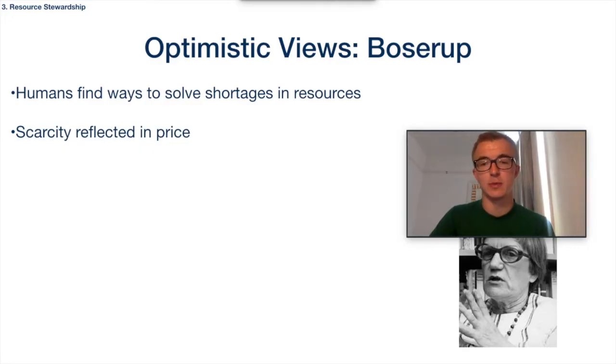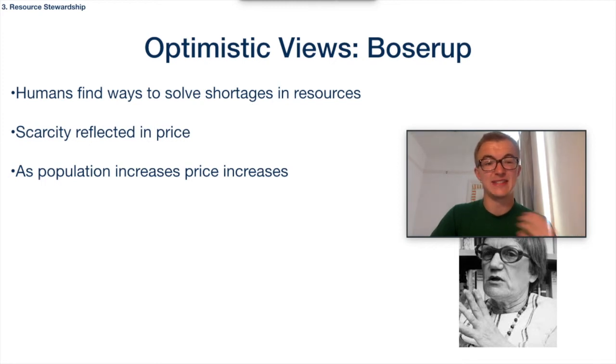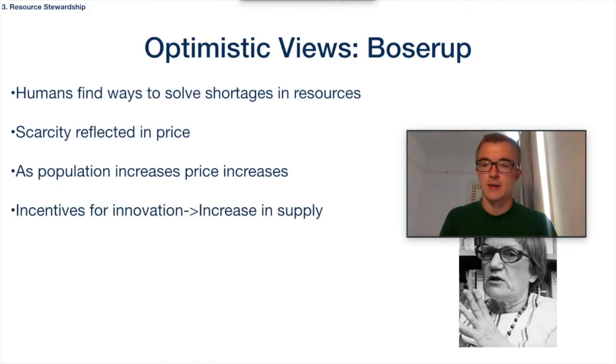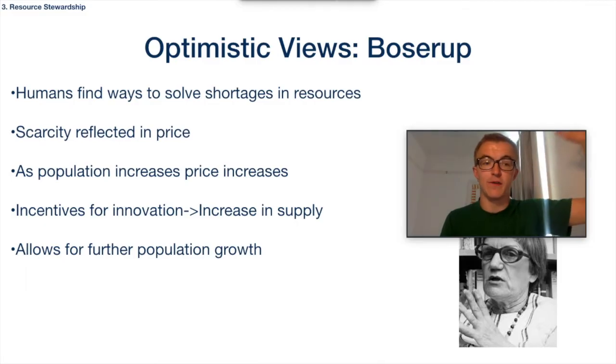And that scarcity will be reflected in price. So as population goes up, price increases. Therefore, there is that profit incentive. Some of you guys might also be doing economics. This is where these two subjects really come together. So yeah, as I said, as there's more incentives for innovation, we'll find that increase in supply, and that allows for the ceiling to be pushed back further.